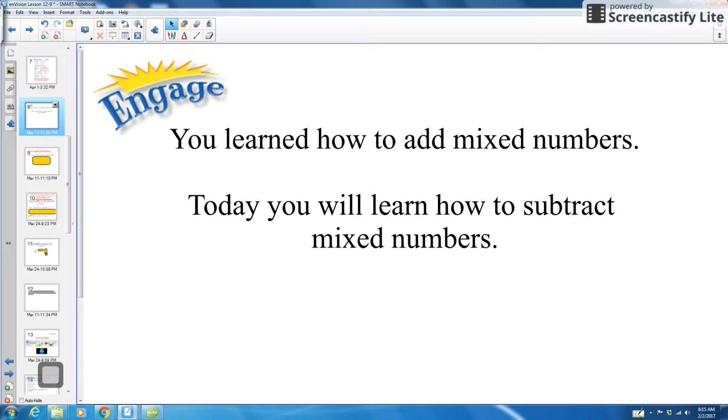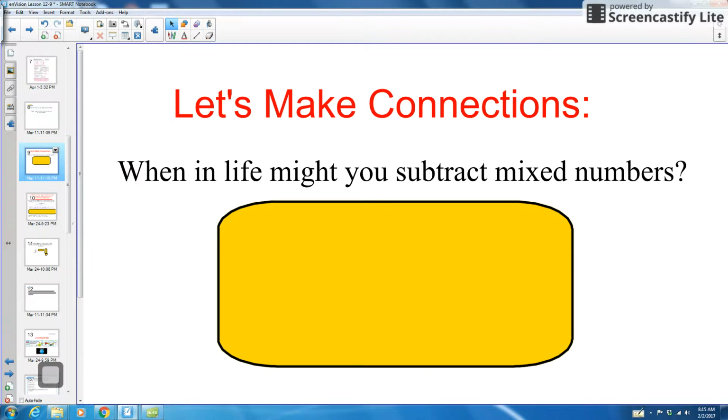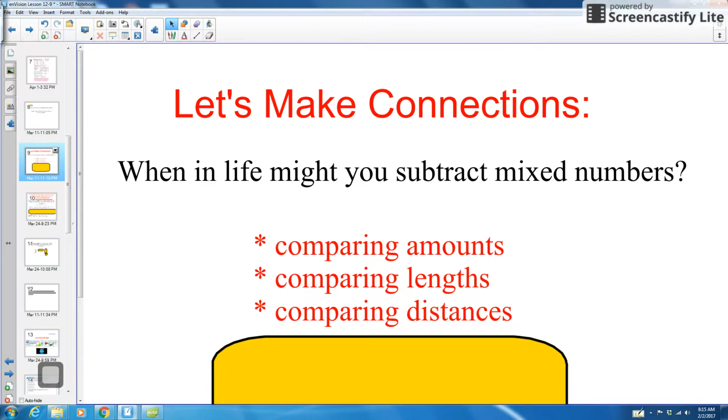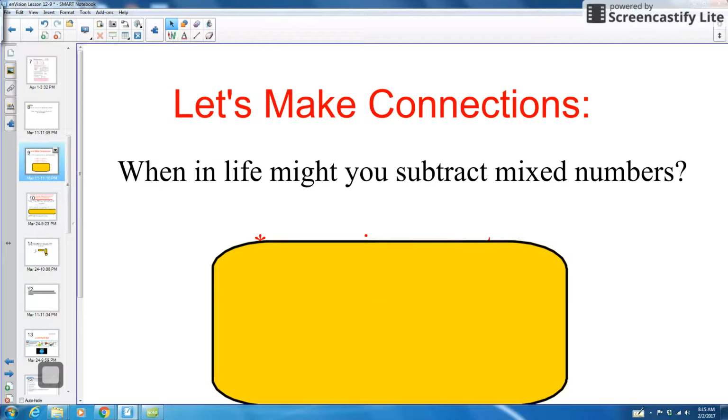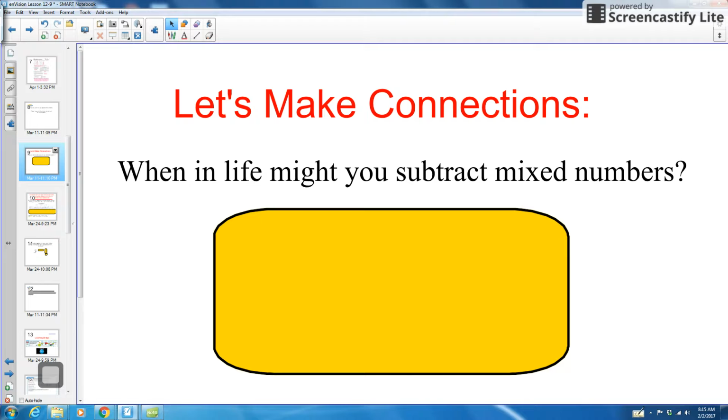We have been spending time on adding mixed numbers. So today we are going to be looking at how to subtract mixed numbers. And there's going to be some similarities, some differences as we look at these numbers. Things that you might want to subtract mixed numbers for are if you're comparing amounts, lengths, or distances, all the same things that we would do if we were subtracting numbers to begin with.